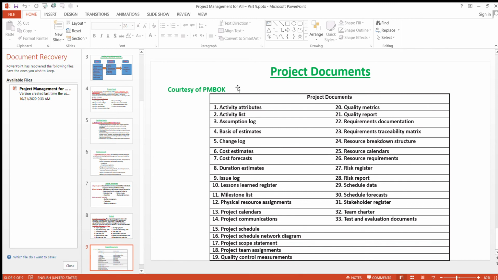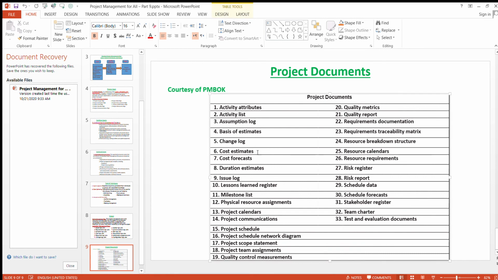Project documents are not part of the project management plan, but they are very important. And I'm not going to list all of them. There are 33 documents. These are very important documents to help you to execute the project.